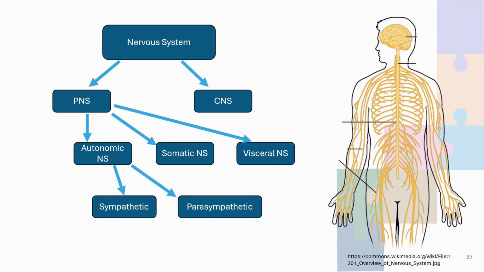The peripheral nervous system was again broken down into three components: the somatic nervous system, which supplied your muscles, the visceral nervous system, which supplied your organs, and the autonomic nervous system, which does all of those subconscious things that you are not thinking about moment to moment. And that autonomic nervous system is broken down into its two components, the sympathetic and the parasympathetic portions.